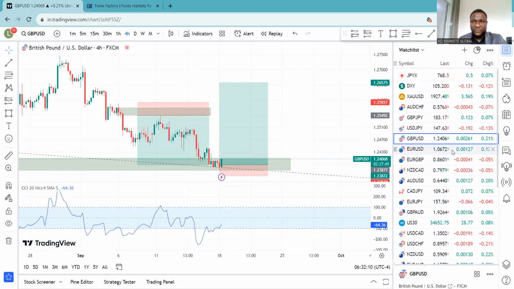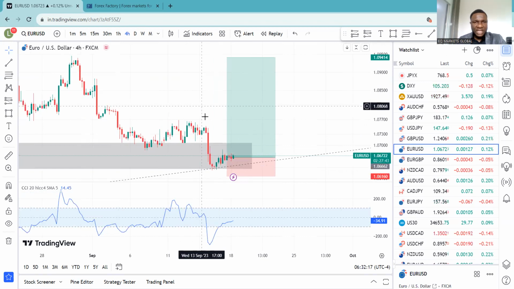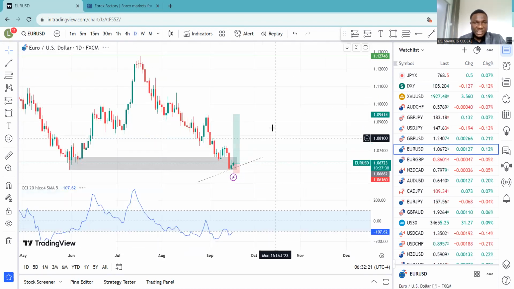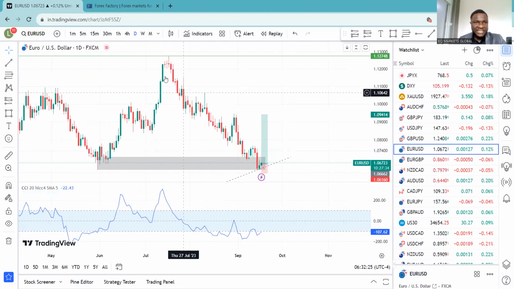The same, I think, happened for Euro USD, where we also had this massive bearish movement to the downside. Of course, we envisaged it. We were actually anticipating and expecting it, and it finally did happen.